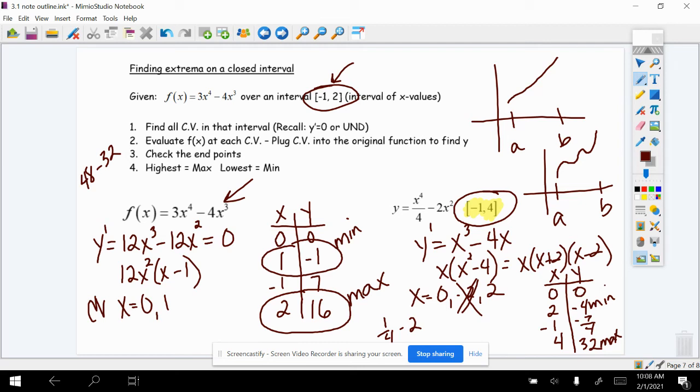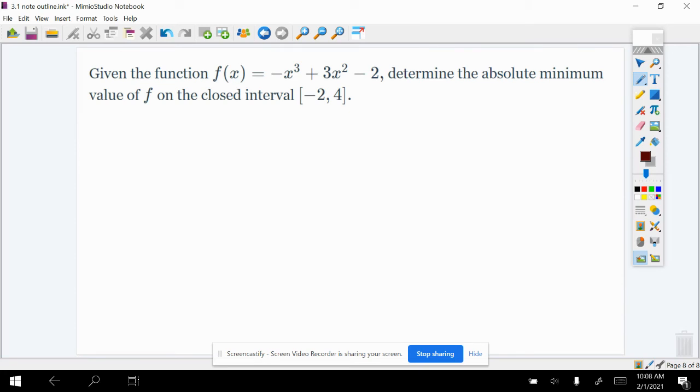So I want to show you what they'll do on Delta Math, and that's going to be our last one in this video, because I wanted to make sure you were comfortable with the way they presented them. So this is what they're going to do. They're going to give you a function, and they're going to give you a closed interval, and they're going to ask either for the absolute minimum or the absolute maximum. So they're not going to ask both in one problem. But you only need to put in one answer.